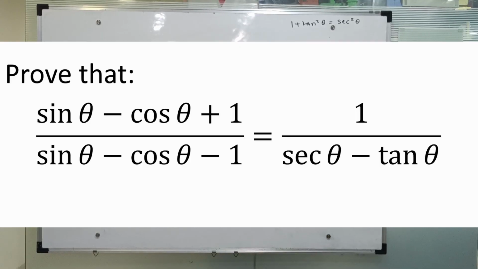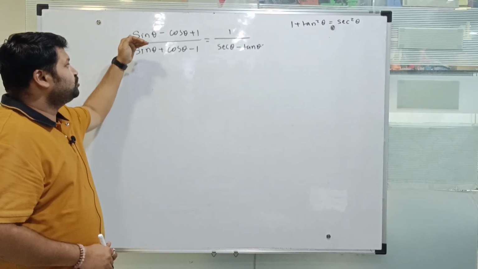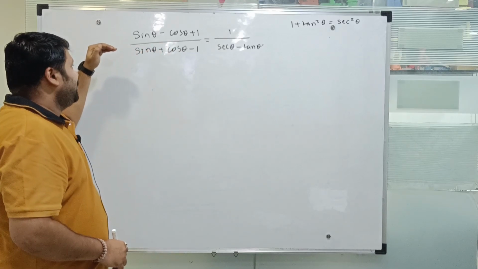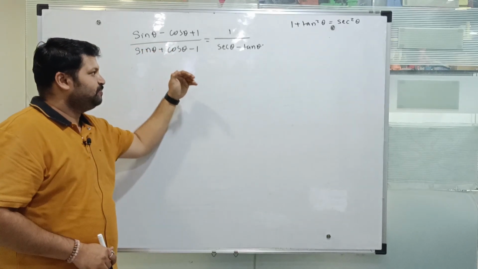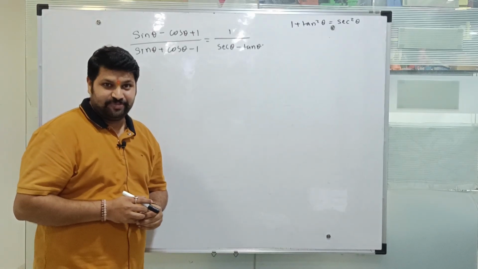Now, let us take this example from the CBSE NCERT book. This is example number 15 in the old version of the book. It is: prove that sin theta minus cos theta plus 1 upon sin theta plus cos theta minus 1 is equal to 1 upon sec theta minus tan theta. Now, what we have here is sin theta minus cos theta plus 1 upon sin theta plus cos theta minus 1. And on the other side we have 1 upon sec theta minus tan theta.